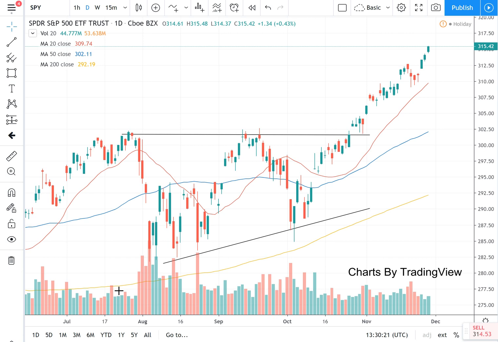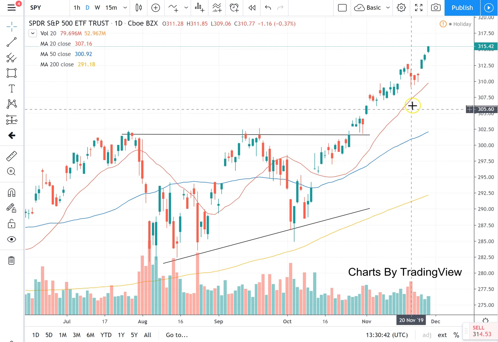Now today we'll start by analyzing the SPY. We'll be taking a look at the US market and the various ETFs and indexes, but we'll start with the SPY. Now the SPY is actually an ETF that represents the S&P 500.